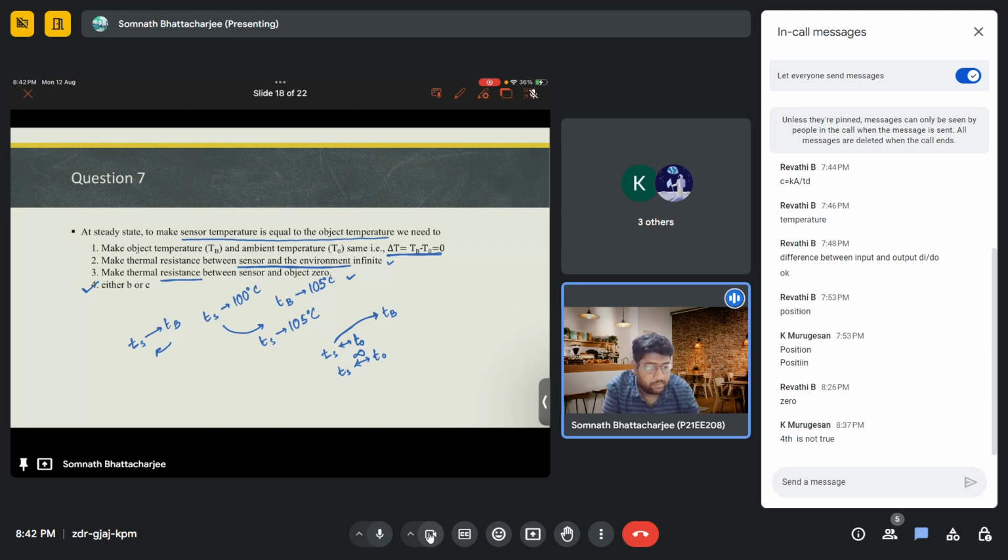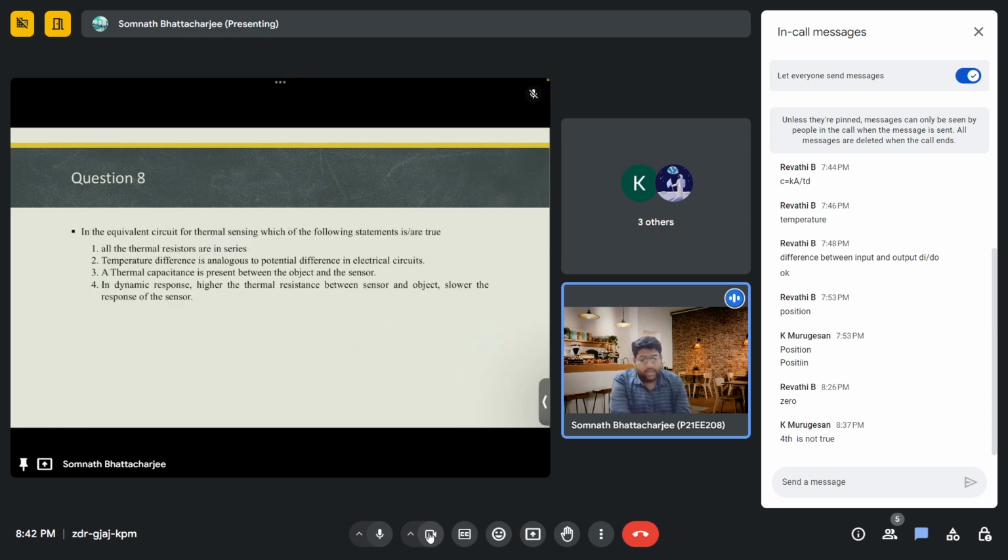So what we can make is, if this is your sensor, this is your object, and this is your environment, then if the distance between this is infinite, it can reach this value, and if the distance between this is 0, it can reach the value of Tb. This is the ultimate goal, that a sensor should be able to reach the value of the object directly, so that we can precisely know the value of the object temperature.